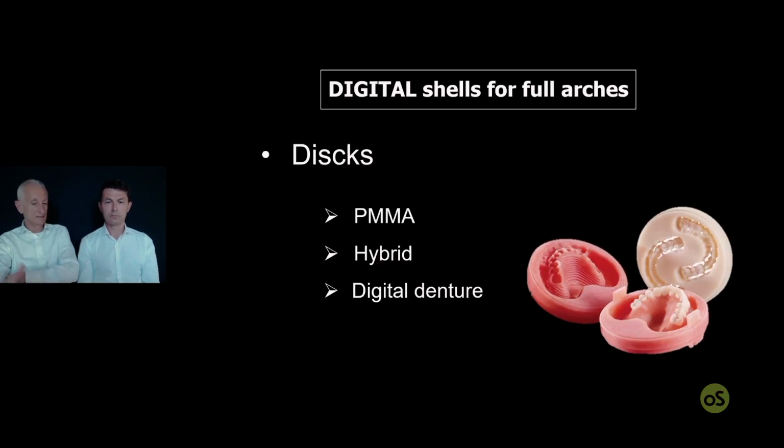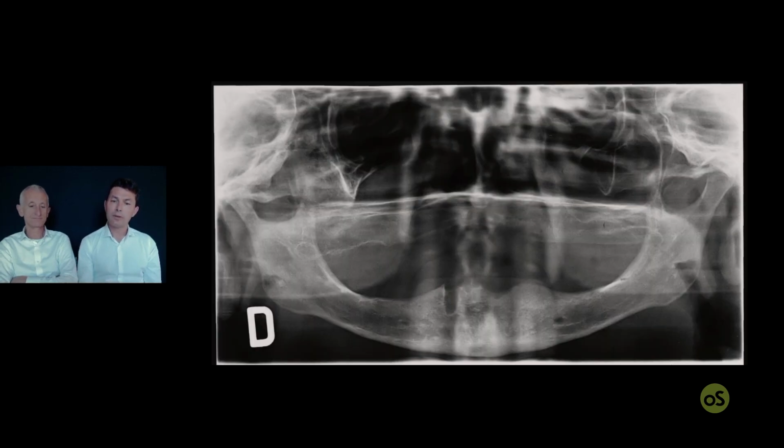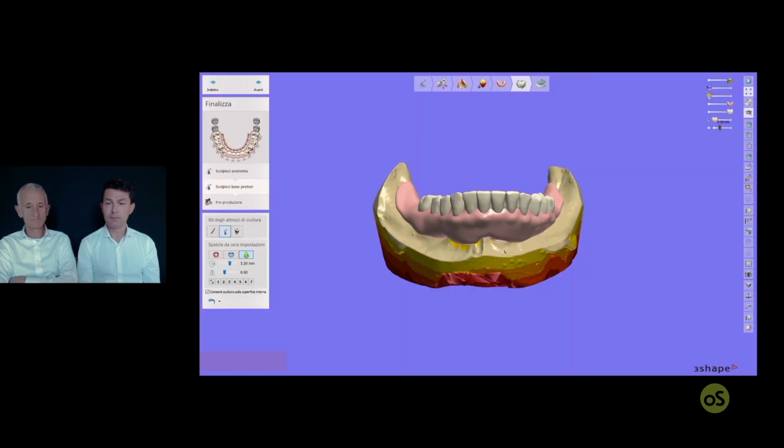Okay, let's see the last one, the digital denture approach. This is the lower restoration for this patient. The patient has a mobile prosthesis, and after the acquisition, we send the STL file to an external facility because our software is not able to make a mobile prosthesis. And this is the proposal of the external facility.